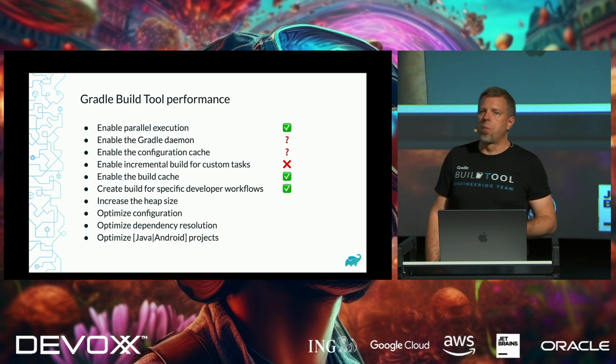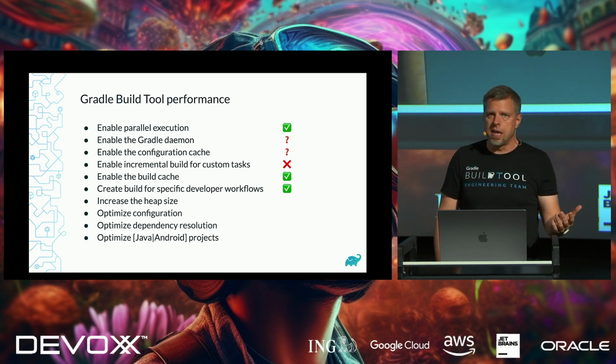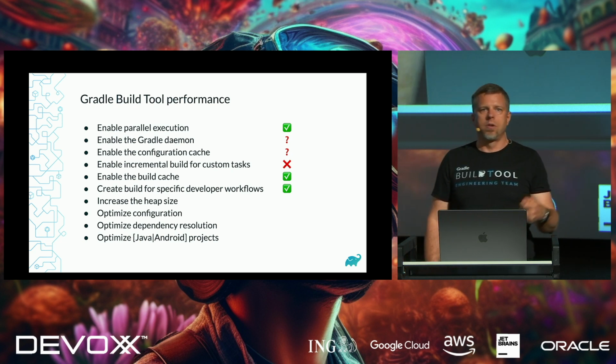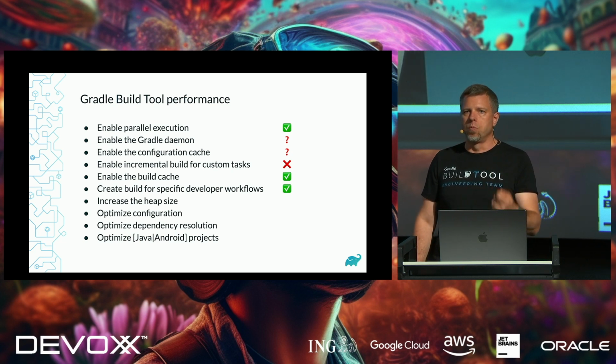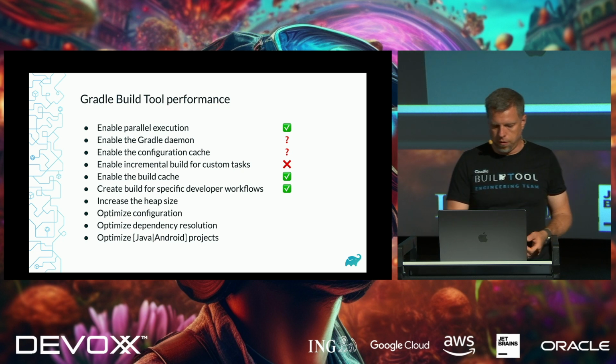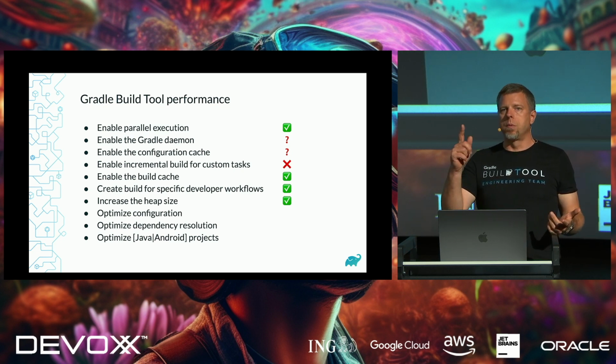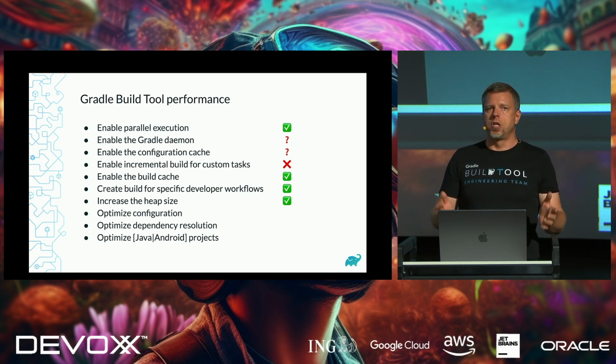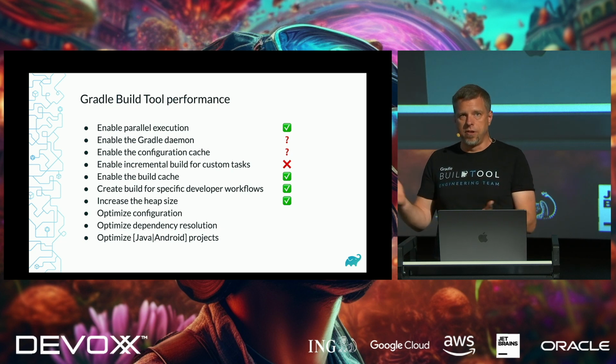Build for specific developer workflows, you can apply that to CI. You have a specific configuration which optimizes the tasks that need to be run, skips the ones that are unrelated. So yes, of course you can do that. Heap size, we are back to the parallel problem. Size of the machine, as much as you have. If it helps, it's good.